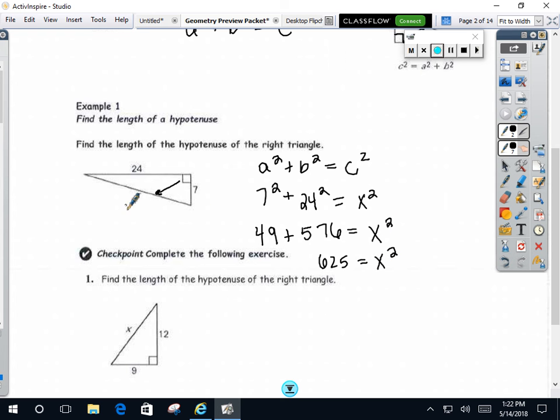Now, our whole goal is to know what x equals. We want to know what the side length of the hypotenuse is. So we need to get x by itself. How do we get x by itself? Right, to cancel out the squared, you square root it.